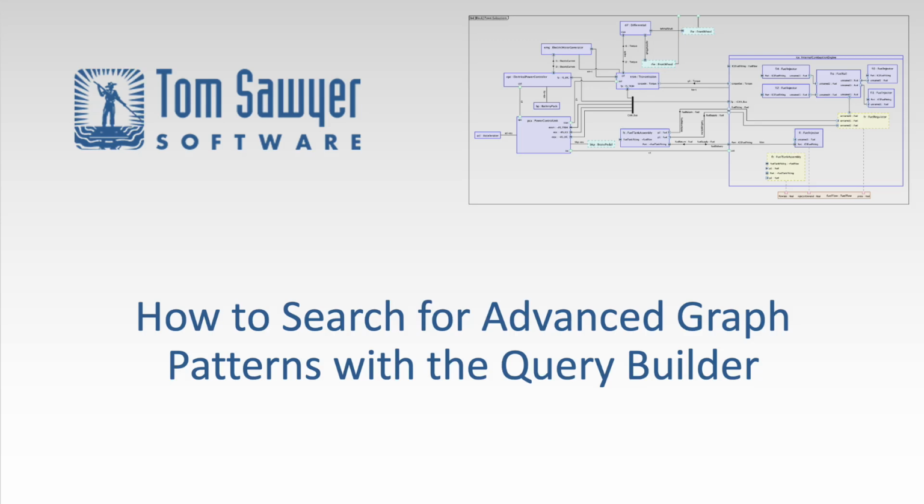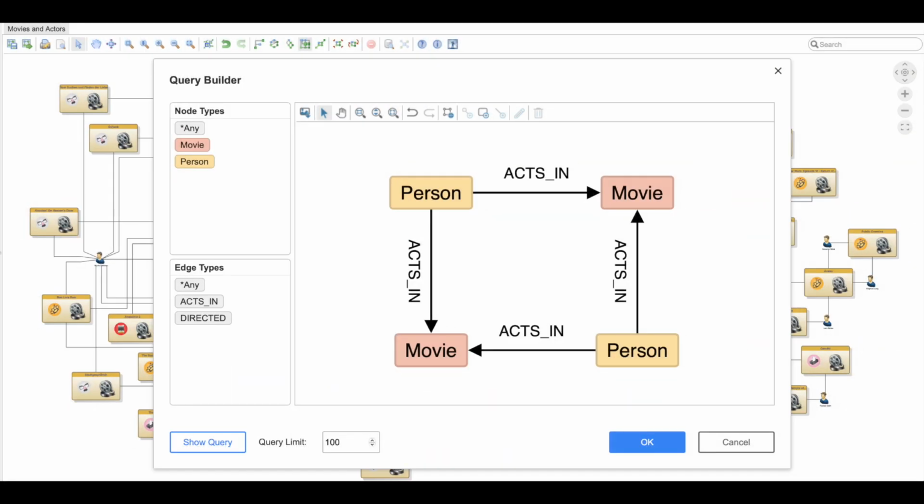I'm Dr. Janet Six, Senior Product Manager at Tom Sawyer Software, and today we're going to talk about how to search for advanced graph patterns with the Query Builder in Tom Sawyer Perspectives. The Advanced Query Builder enables Perspectives application users to search for graph patterns through an intuitive graph visualization. Users can quickly uncover insights and effortlessly explore data without the need to know the Gremlin or Cypher query languages. And this will allow users to more quickly find key data.